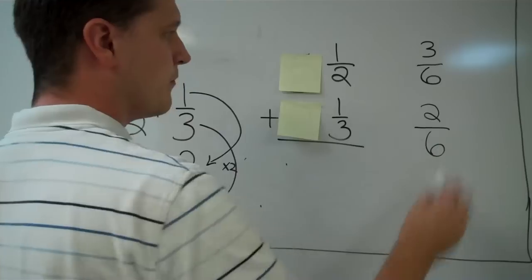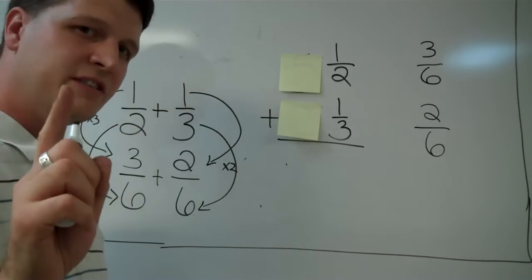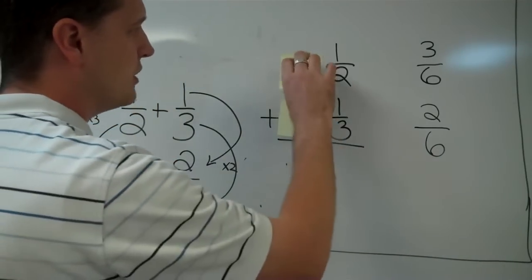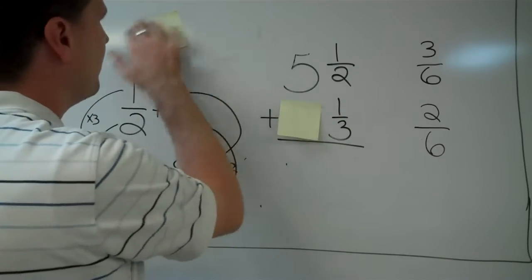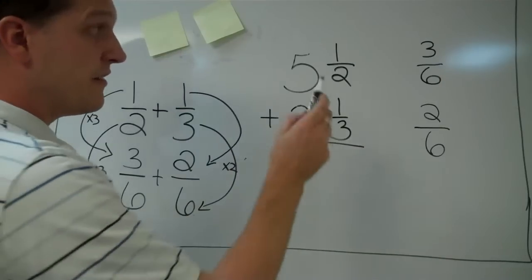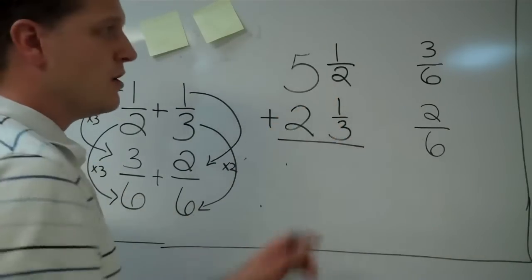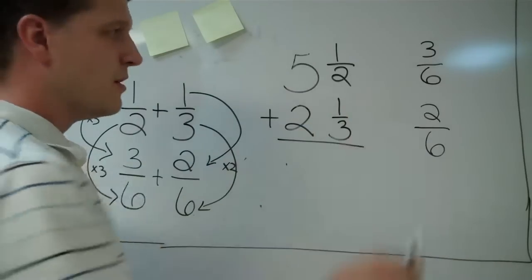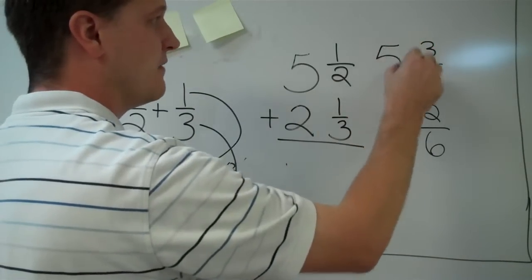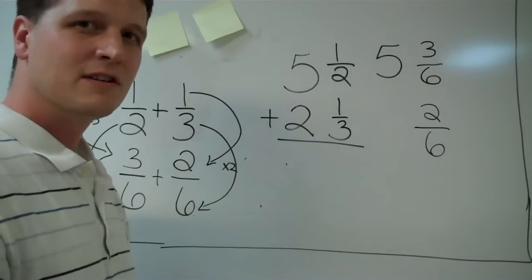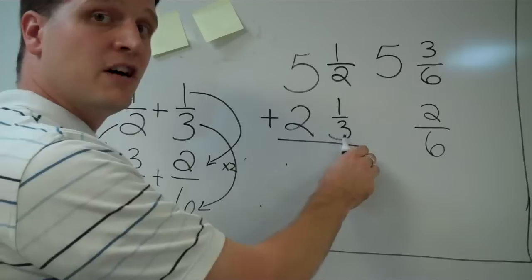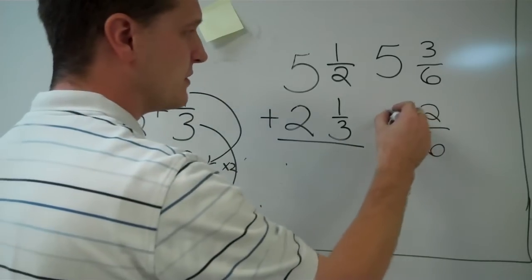Now, at this time, we're going to remember that we had those whole numbers, and we're going to take our trusty little sticky notes and take them off and put them over here. Now we had a 5. Now instead of 5 1/2, we have a new fraction with the whole number. Instead of 5 1/2, it's going to be 5 3/6. And instead of 2 1/3, we have 2 2/6.